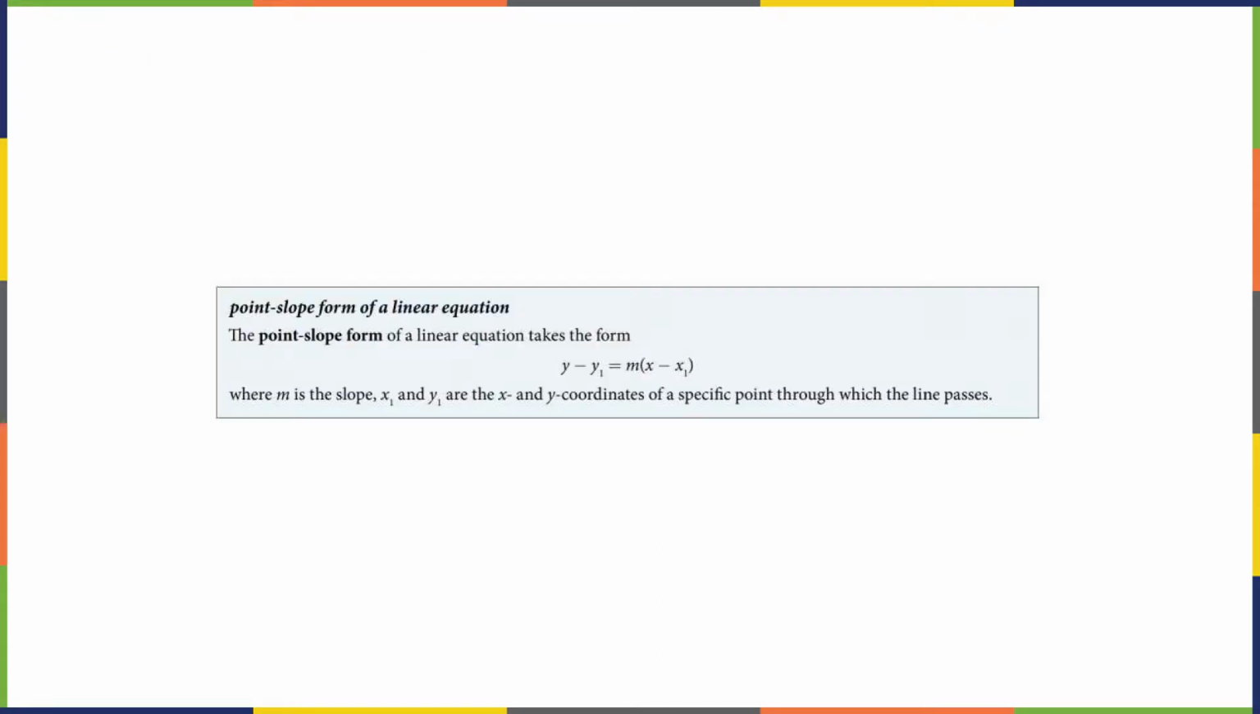Now let's talk about point-slope forms of linear equations. These are what you're going to use if you have a point and a slope, hence the name point-slope. So if you know the point x1, y1 that the line goes through, and you also know the slope, you can go straight to using this point-slope form of the line. Y minus y1 equals m times x minus x1.